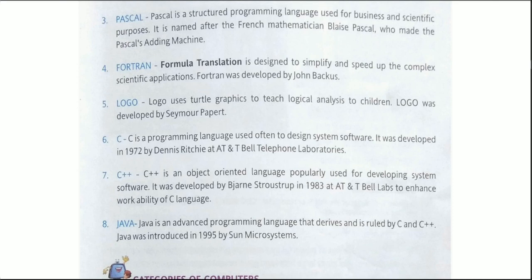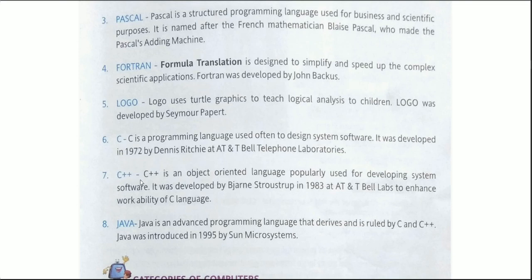Now the sixth one, C. C is a programming language used often to design system software, or you can say operating systems. It was developed in 1972 by Dennis Ritchie at AT&T Bell Telephone Laboratories. This is the place where C was developed. It was developed by Dennis Ritchie in 1972, and it is one of the important languages nowadays.